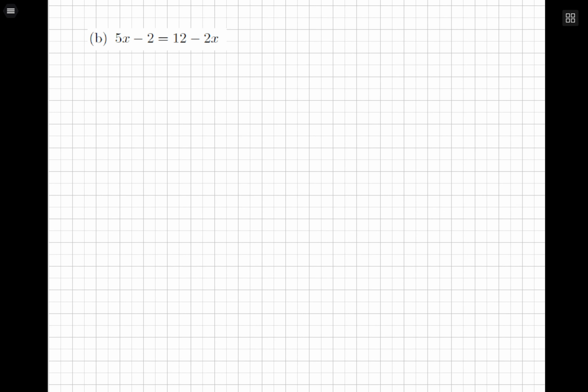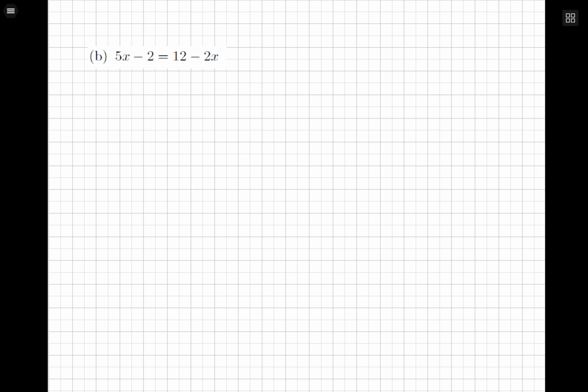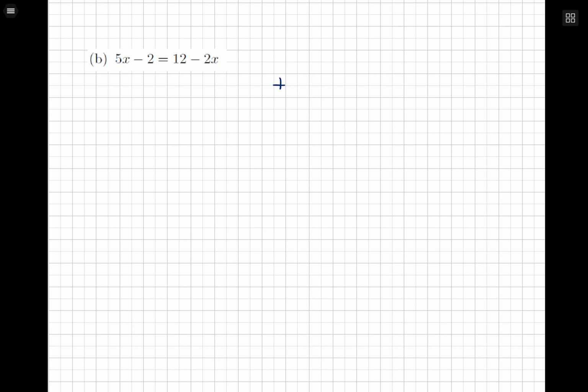All right, let's go for B. We have got 5x minus 2 equals 12 minus 2x. Okay, we've got that minus 2x on the right hand side. Let's get rid of him first. We want to bring all the pronumerals onto the left side. So the opposite of minus 2x is to plus 2x. We're going to plus 2x to both sides.